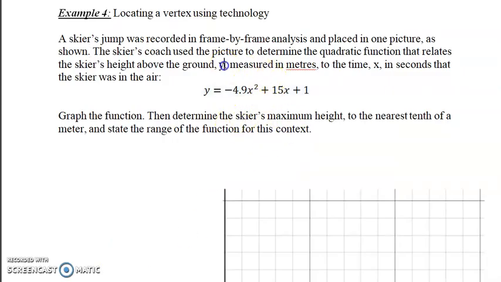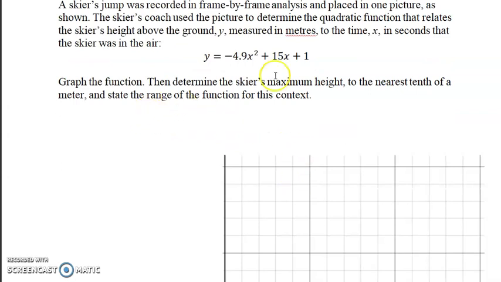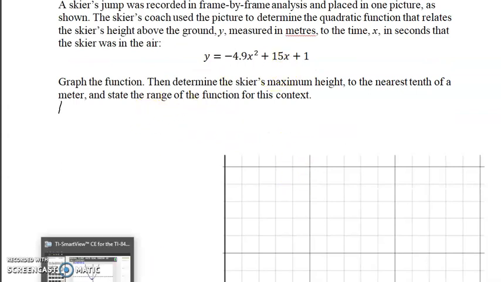So y is going to be your vertical axis, and that is measured in meters. And x, remember, is your independent variable on the x-axis. That's in seconds. And there's the function. So we're going to graph this function on the graphing technology. So I'll go to my graphing calculator.